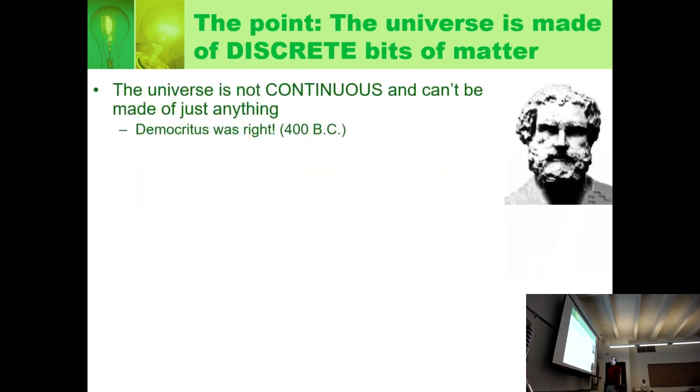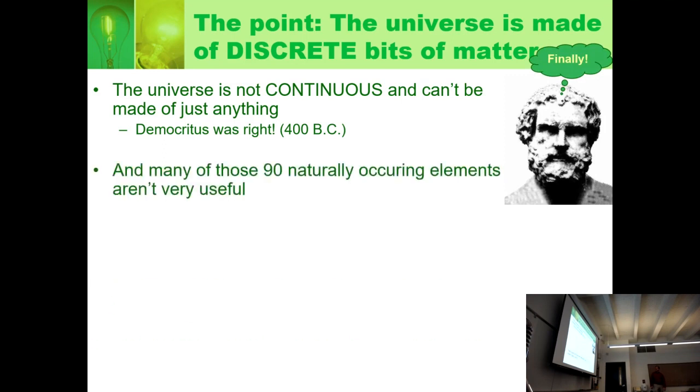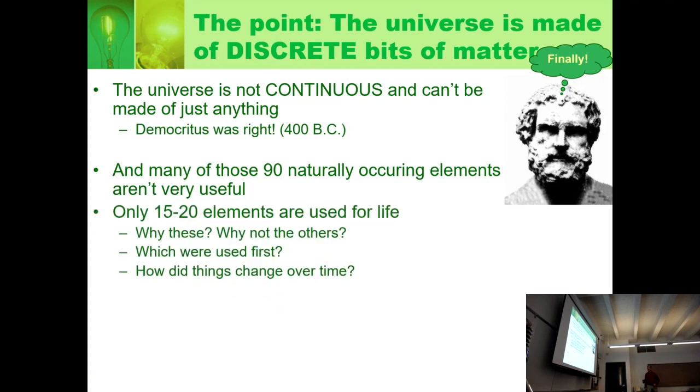And the main point is, there are discrete units of matter that explain how the universe works. These are atoms. They were proposed by Democritus in 400 BC, although he only thought there were 4 different kinds of atoms. We now know there are more than 100. But he was fundamentally right. He was proved right eventually. Many of these aren't very useful. There's only about 15 or 20 that are used for life.